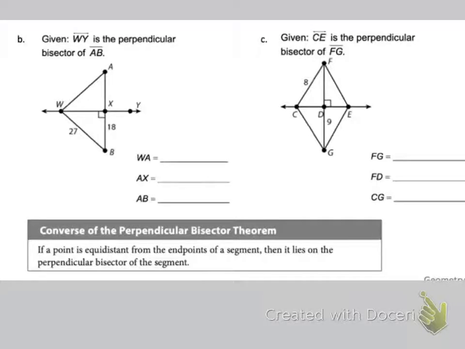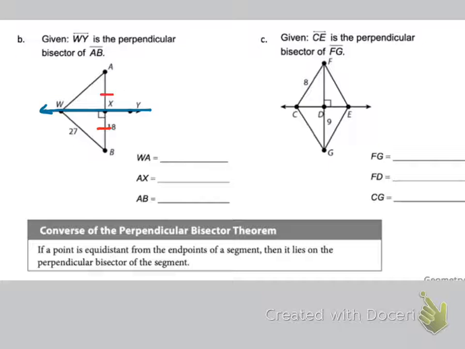Go ahead and try another one together, and then we'll have you try one on your own. So in B, it's given that WY, this line right here, is the perpendicular bisector of segment AB. So right away, I'm going to do some marking on my drawing. We've already got the 90-degree angle marked, but it means that we know those two little segments are equal in length.